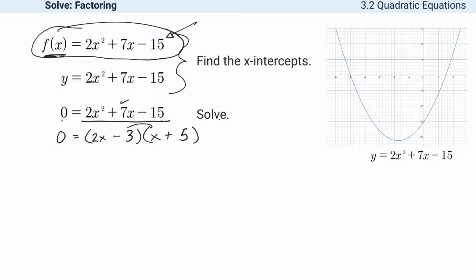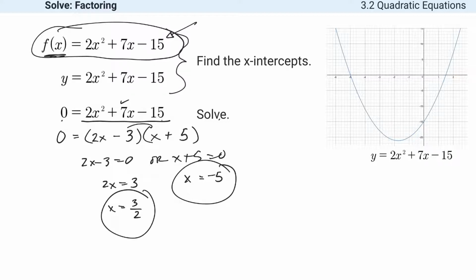So now I have that equal to 0. Therefore, I can say either 2x minus 3 is 0 or x plus 5 is 0. In this case here, I'll add 3 to both sides, so I'll get 2x is equal to 3, and then I'll divide both sides by 2. So x equals 3 halves. On the one on the right here, I'll subtract 5 on both sides, so I get x is equal to minus 5. So these are my two solutions to that equation.